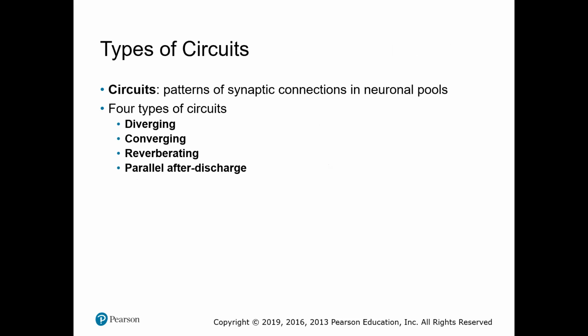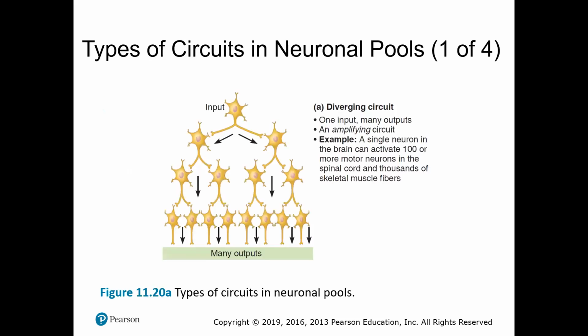Now, when we do this, using these connections, we tend to have four different pathways. We tend to have what are known as diverging circuits, converging circuits, reverberating circuits, and the parallel after discharge circuit. So this is a diverging circuit. One input leads to a lot of outputs. Skeletal muscles are controlled through diverging circuits.